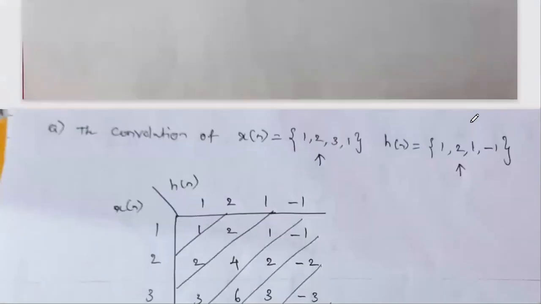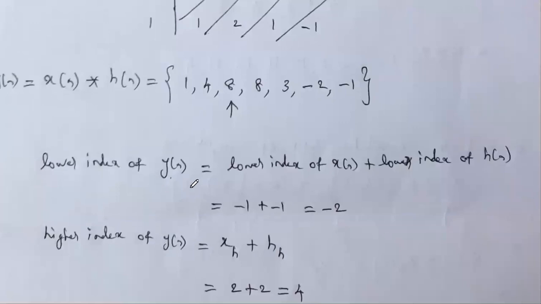So what is the lower index of x of n? Lower index means, this x of n starts at n equal to what value? You see, this is n equal to 0, and this one is n equal to minus 1. So the lower index of x of n is minus 1. And what is the higher index? The higher index is 2. Similarly, the lower index of h of n is also minus 1, and the higher index is 2. So the lower index of y of n is the lower index of x plus the lower index of h: minus 1 plus minus 1, minus 2.